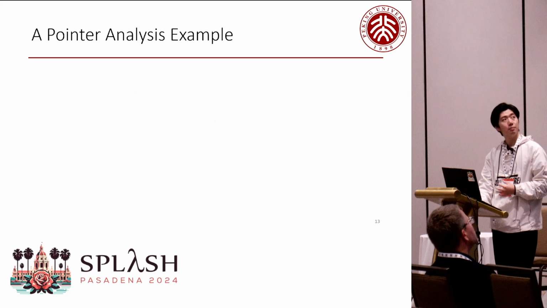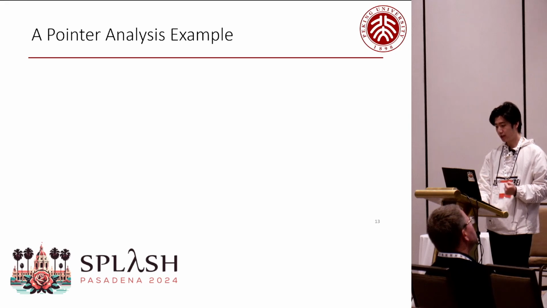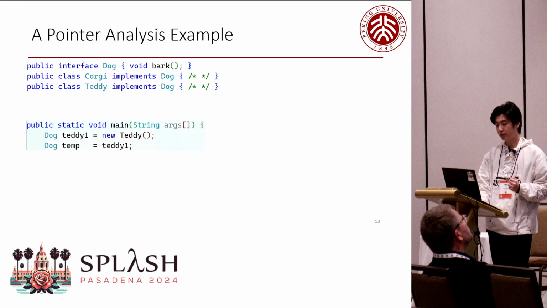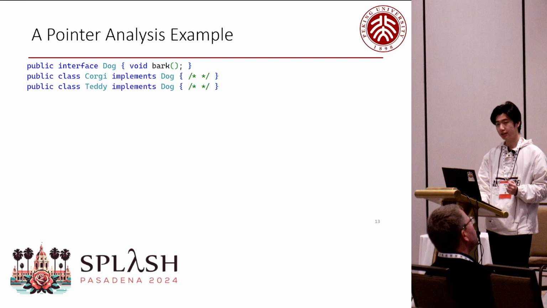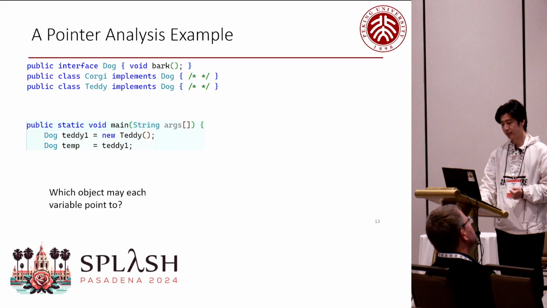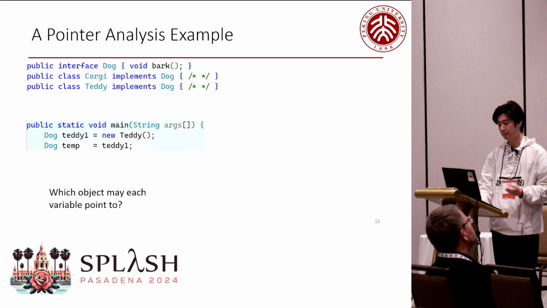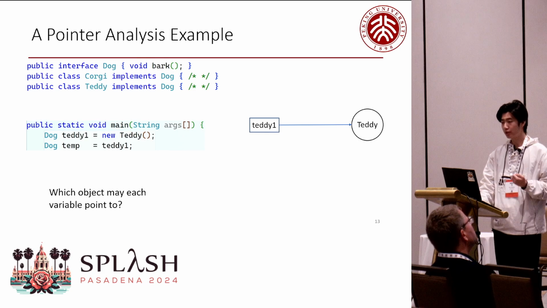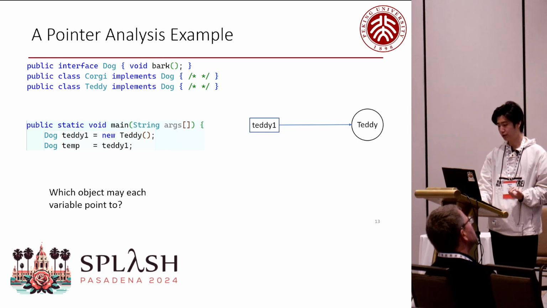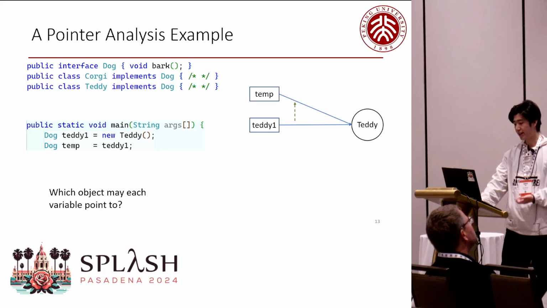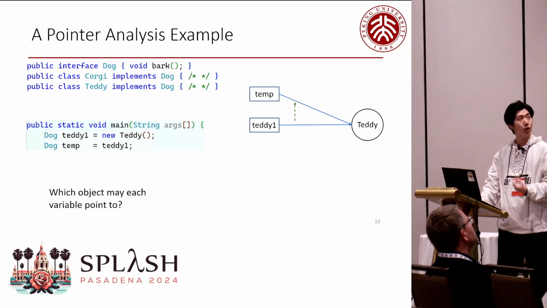Here is a pointer analysis example. There is an interface named dog, and two classes implement it. For every variable, pointer analysis calculates what objects it may point to. For example, since there is a new statement, variable teddy1 may point to a teddy object. For the assignment, every fact about teddy1 will be copied to temp.